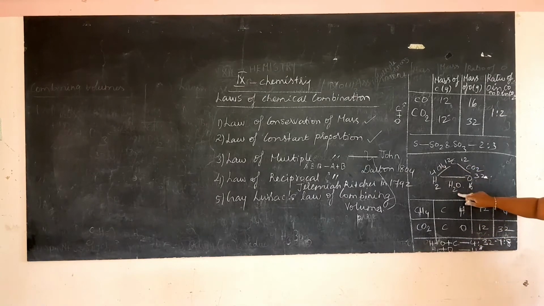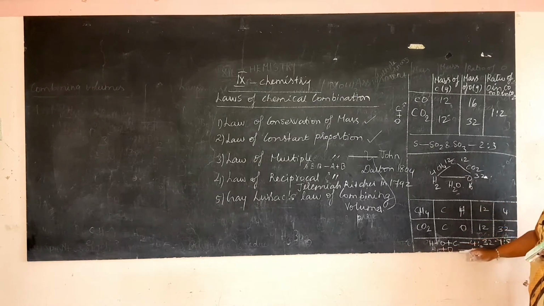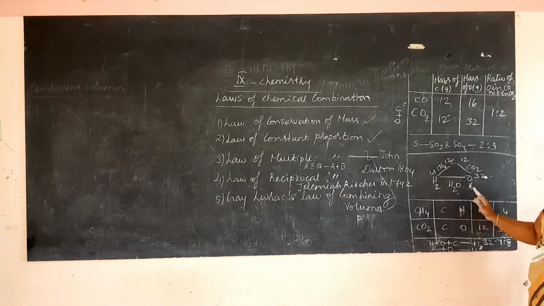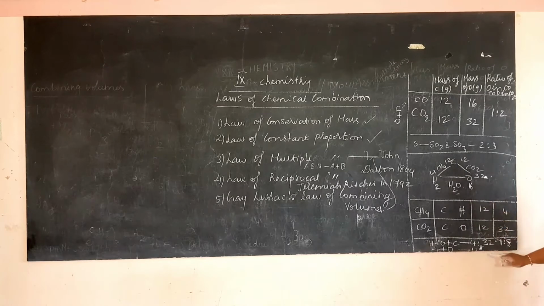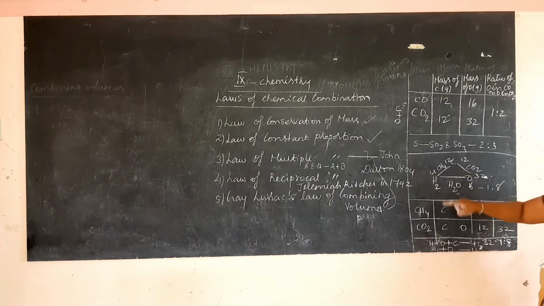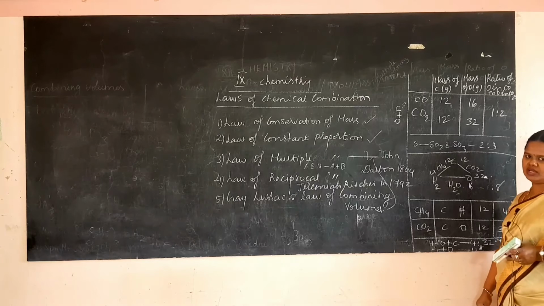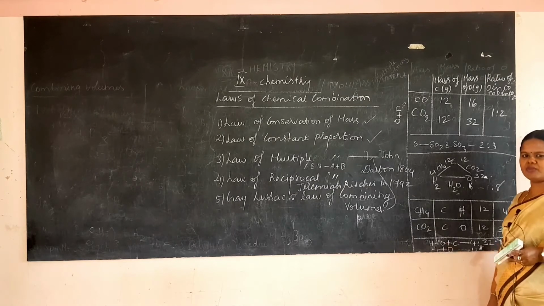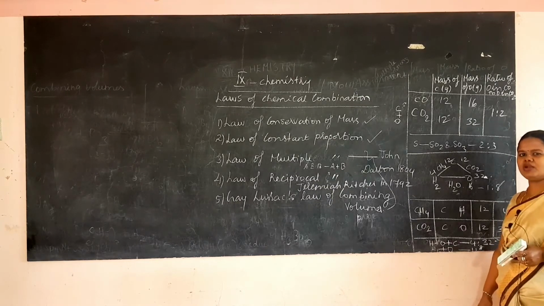Then here we see how hydrogen and oxygen combine. Hydrogen combines with oxygen, 2 for hydrogen and 16 for oxygen. So what ratio will 2:16 give? It will be equal to 1:8. So here also 1:8. When these compounds combine, we get 1:8. So this is how we have confirmed the law of reciprocal proportion.